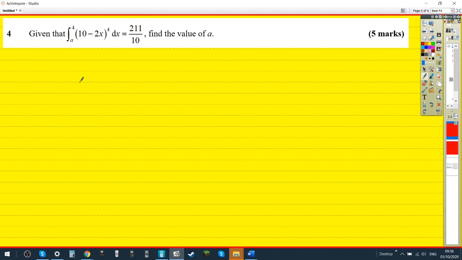So many things. If you wanted to quickly expand the brackets, you could use binomial expansion. You can also integrate by reverse chain rule. Sorry? How would you differentiate this?